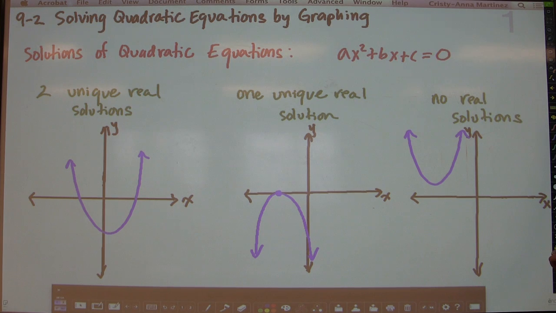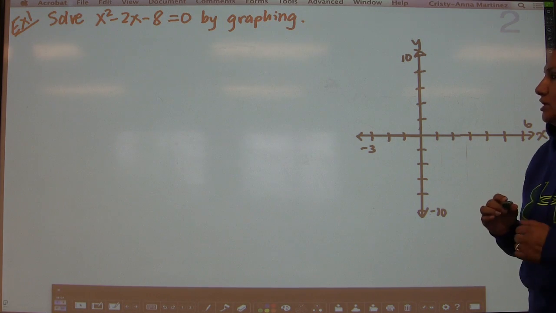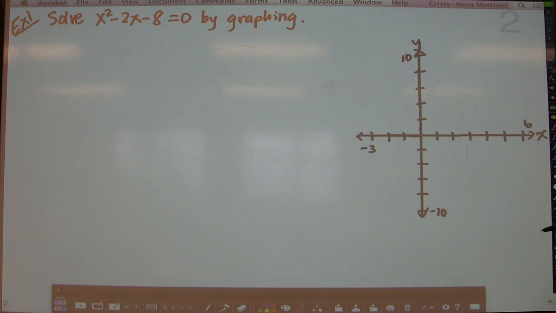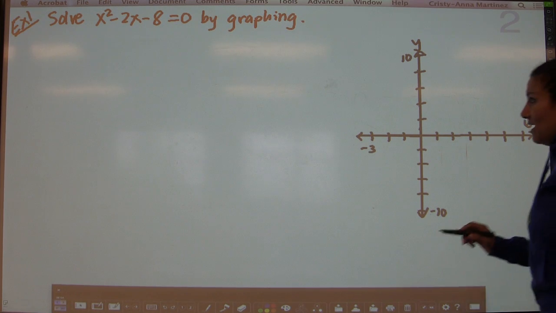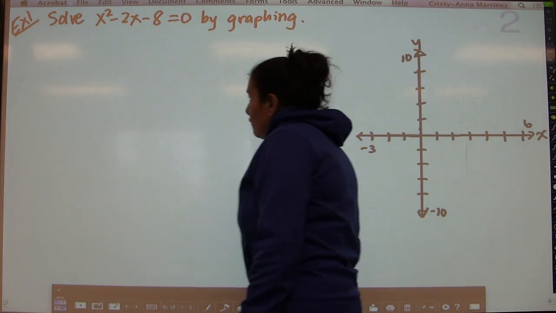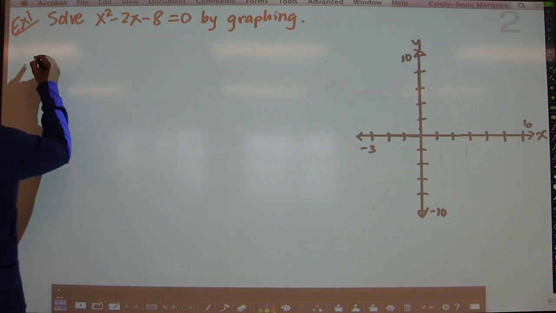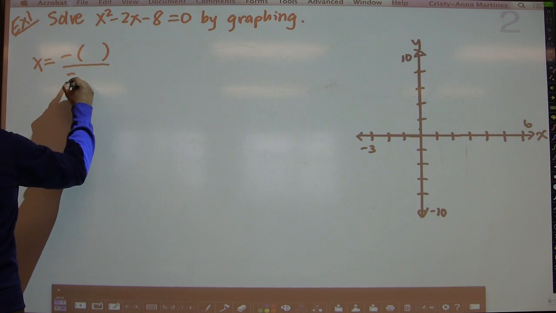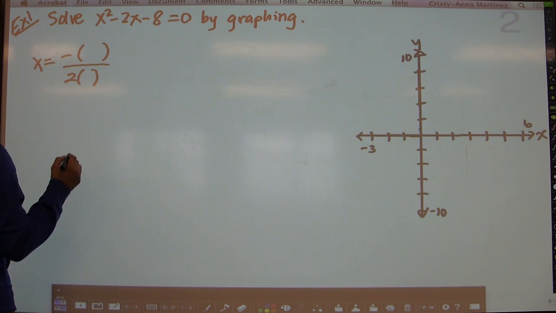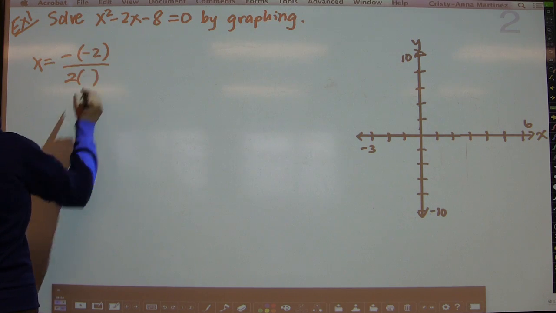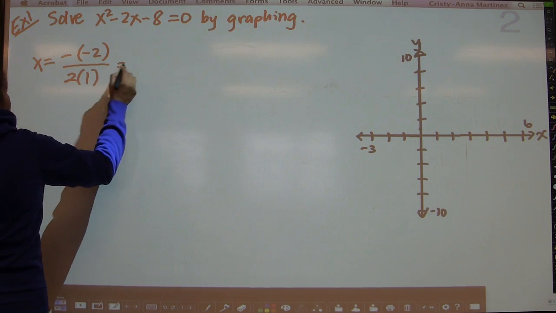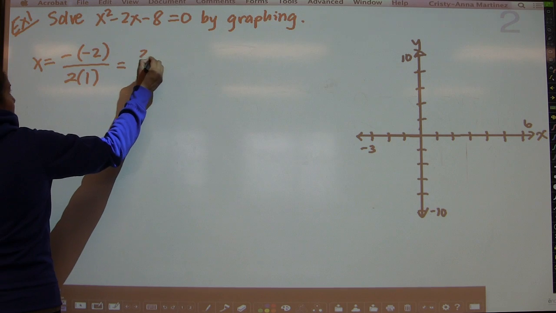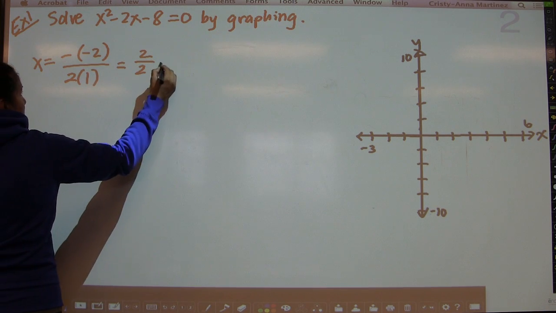So we're going to get started here, and we know that to graph a quadratic we have our method from the previous lesson. I'm going to be using that method, and the first thing I want to do is find the vertex, x equals negative b over 2a. In this case my b value is negative 2 and my a value is positive 1. So the two negatives make this a positive 2 over 2, which is 1.